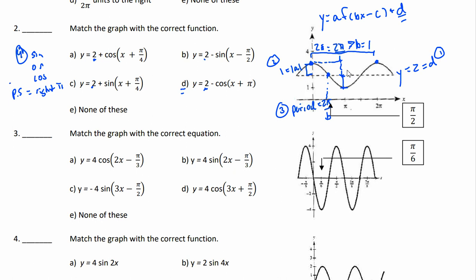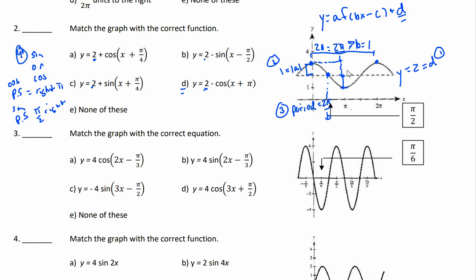So this is for cosine. But for sine, if we look at this, a phase shift, usually it starts right here and it goes up, but you see that that part right there is at pi over 2. So it appears there is a phase shift of pi over 2 units to the right. Phase shift to the right would mean that we have a c value, since our b value is 1.